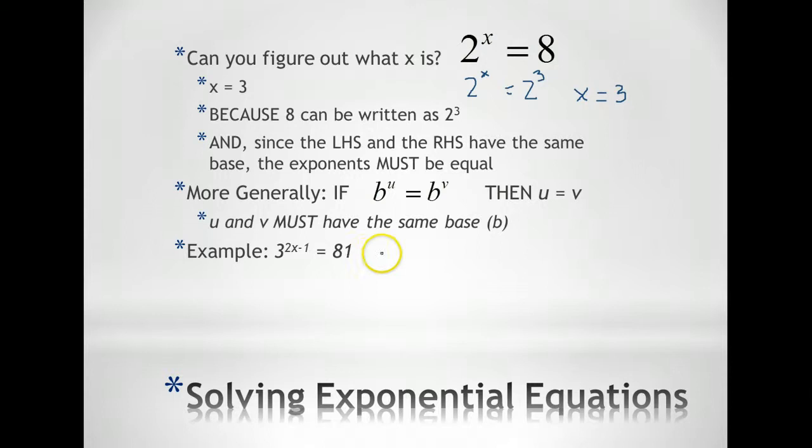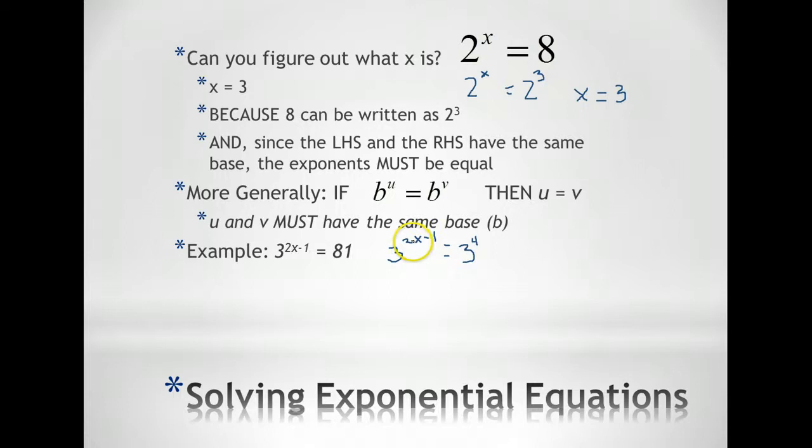Here's a more complicated example. 3 to the 2x minus 1 equals 81. Well, I know that 81 is 3 times itself some number of times. Maybe I don't remember how many, so I might just count off on my fingers or use a calculator. 3 times 3 is 9, times 3 is 27, times 3 is 81. So that's four 3's. So 3 to the 2x minus 1 is the same as 3 to the 4th power.